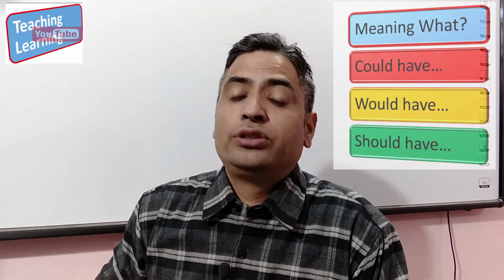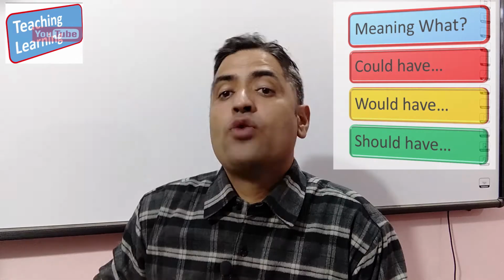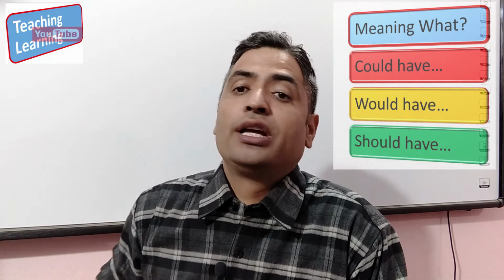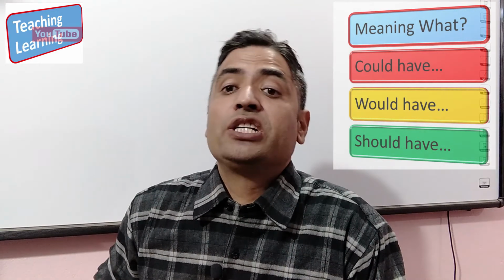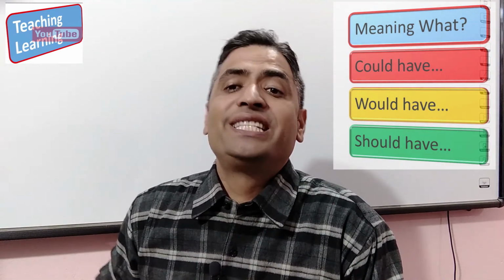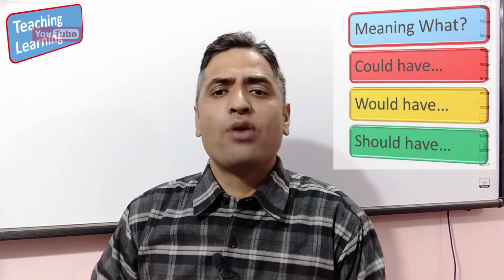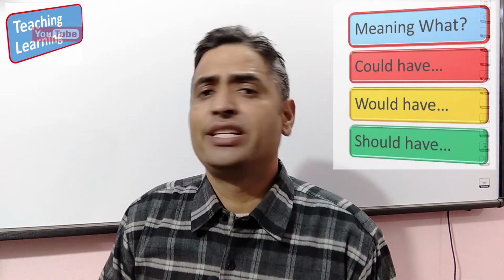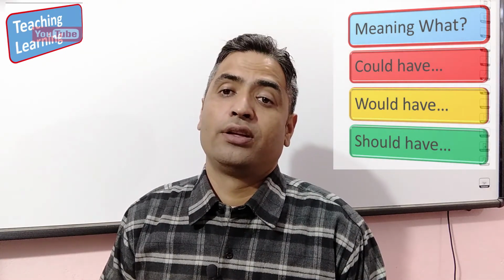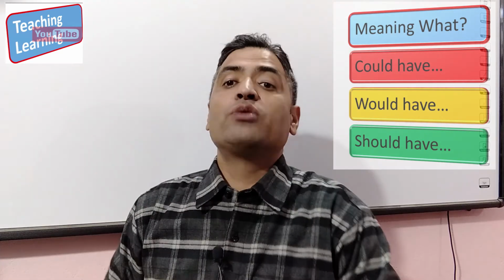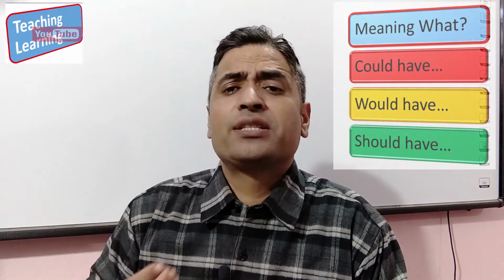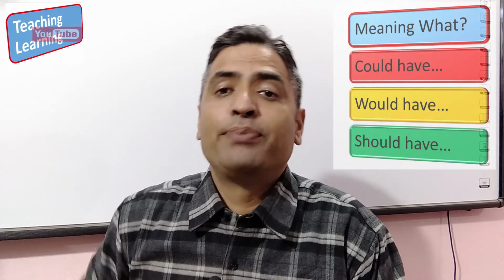For example, I could have joined the army. It means there was a big possibility of joining the army, but I did not do that. I could have studied medicine. It means at that time I didn't study medicine. I studied English literature and English language. But there was a big possibility I could have studied medicine. This is a past possibility, but it did not happen in the past.